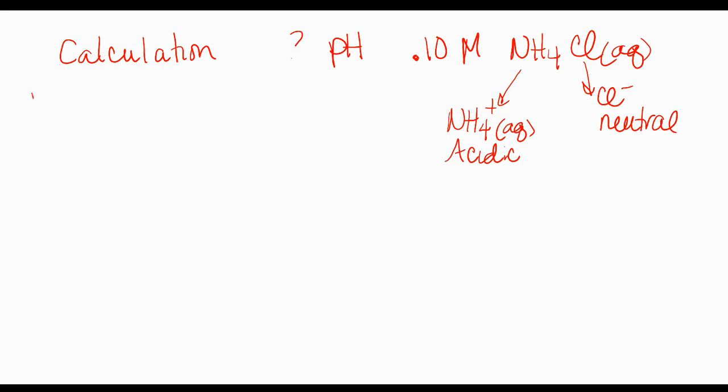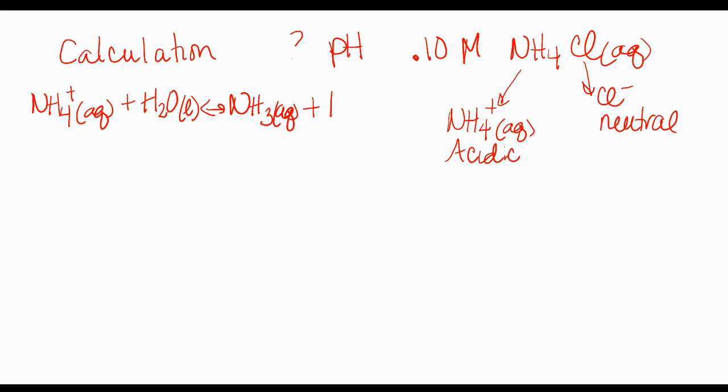So if we write out its acidic reaction, it's going to form a weak base and H3O plus. And that's because an acid is an H plus donor, correct? So it's going to donate it to water.